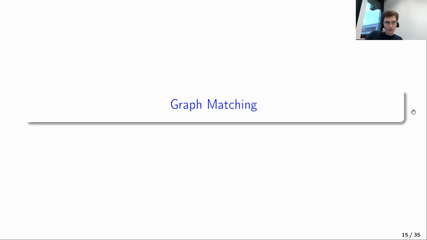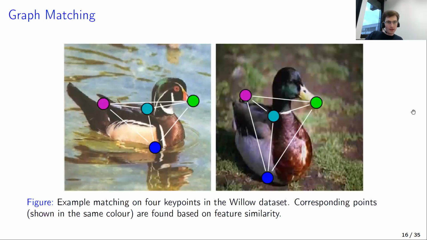Okay, one class of problems we had a look at is graph matching. In graph matching, you have two images and key points in these images, and you want to find a permutation between these key points. For example, here you want to find a permutation that maps the beak of this bird to the beak of this duck, and so on.